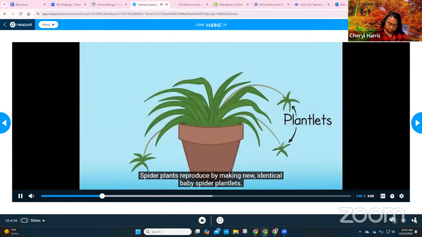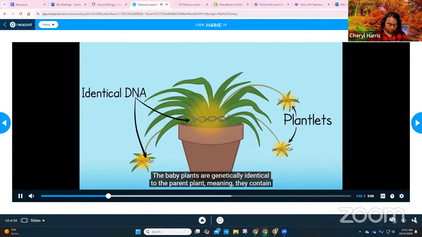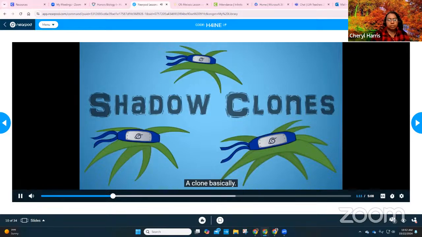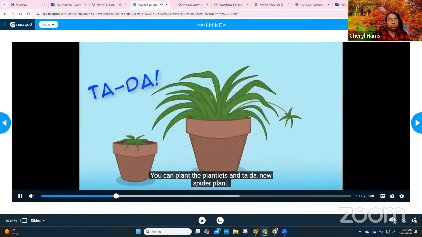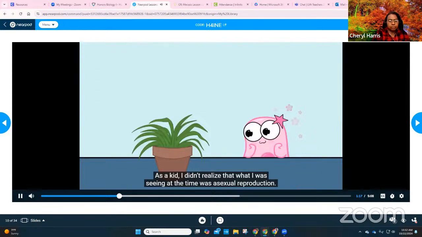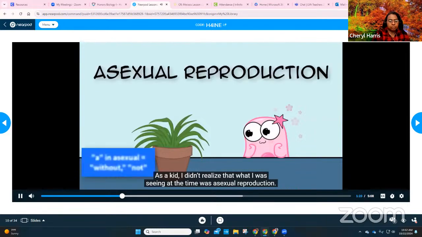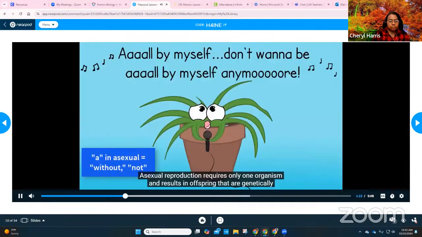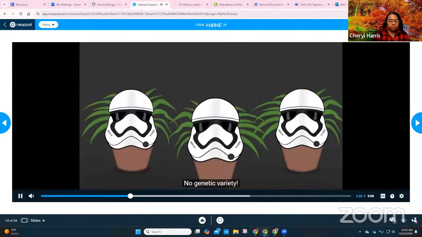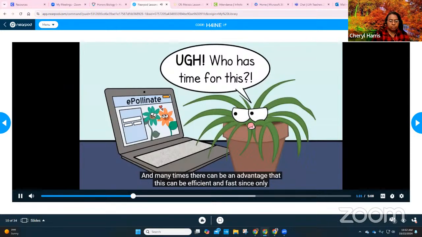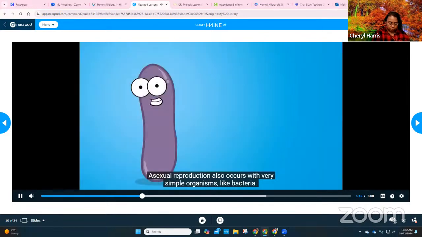Spider plants reproduce by making new, identical baby spider plantlets. The baby plants are genetically identical to the parent plant, meaning they contain the same DNA, a clone basically. You can plant the plantlets and ta-da, new spider plant. As a kid, I didn't realize that what I was seeing at the time was asexual reproduction. Asexual reproduction requires only one organism and results in offspring that are genetically identical, uniform, no genetic variety. And many times there can be an advantage that this can be efficient and fast, since only one organism is involved. Asexual reproduction also occurs with very simple organisms, like bacteria.